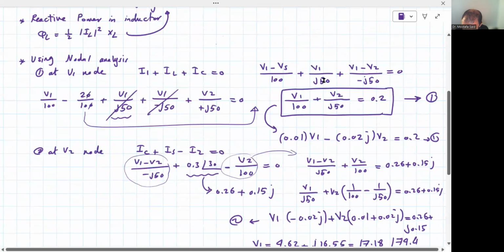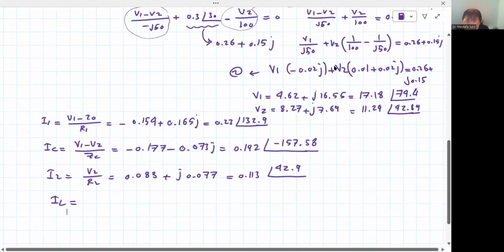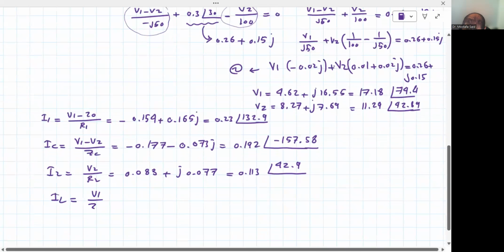Finally, IL. IL is the current flowing through the ZL. It's also simple, V1 over ZL. V1 is known now. If you solve that using the online calculator, we get 0.33 minus, of course, these are approximations, 0.092j, or in polar form 0.344 angle minus 15.6. Okay, we get all the currents.